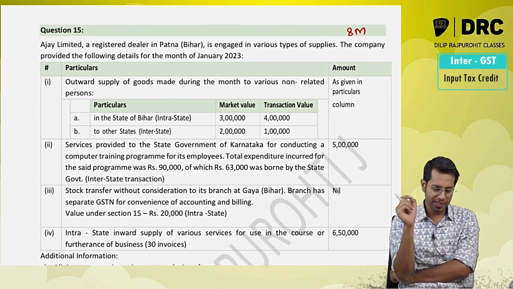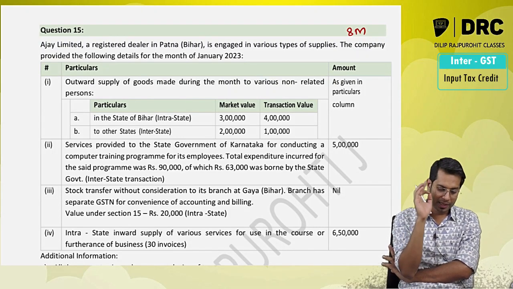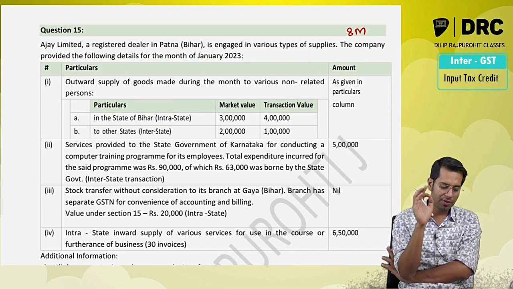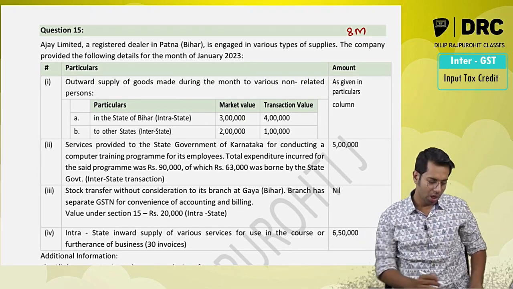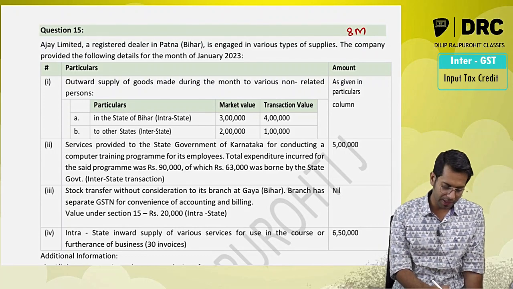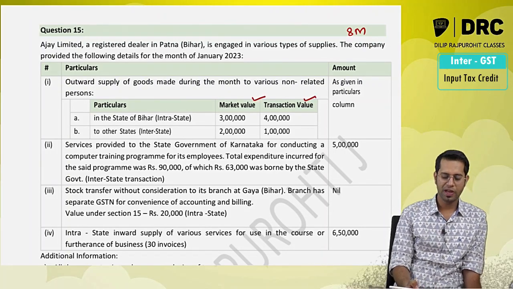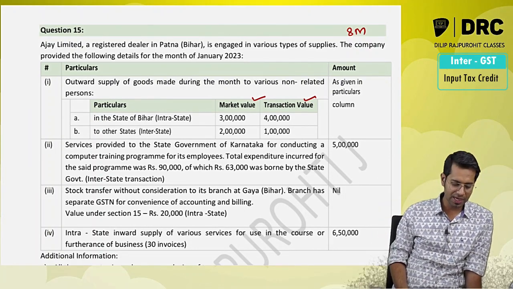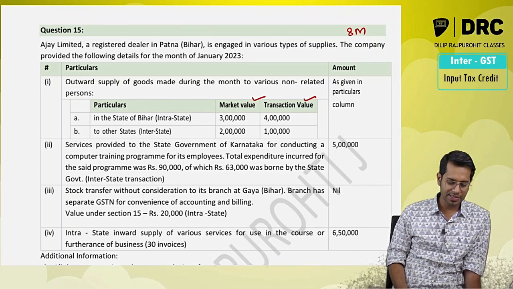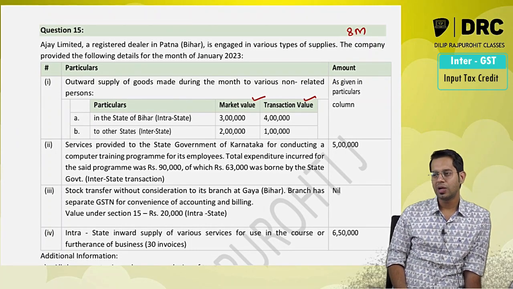Ajay Limited, a registered dealer in Patna, is engaged in various types of supplies. The company provides the following details for the month of January 2023. Outward supply of goods during the month. They have given the market value of the goods and the transaction value. Now the beauty is they have given that sales is made by Mr. Ajay. So Ajay made sales within the state of Bihar and to other states. Now they have given market value and transaction value.